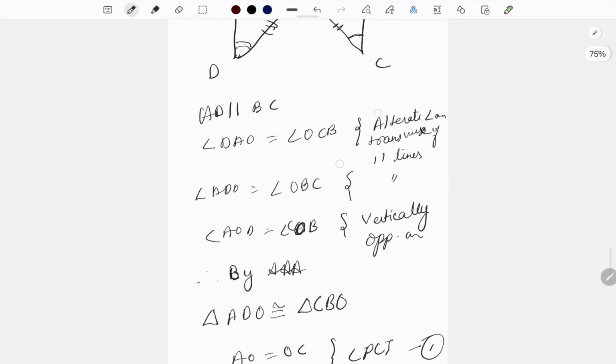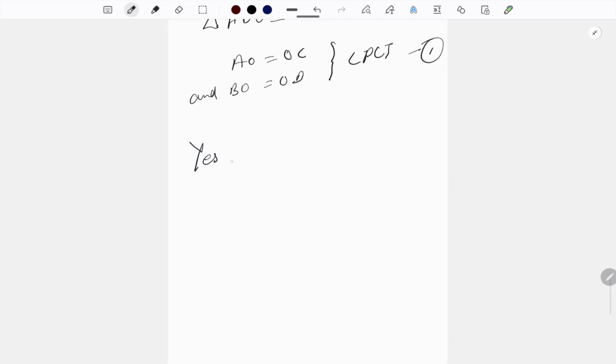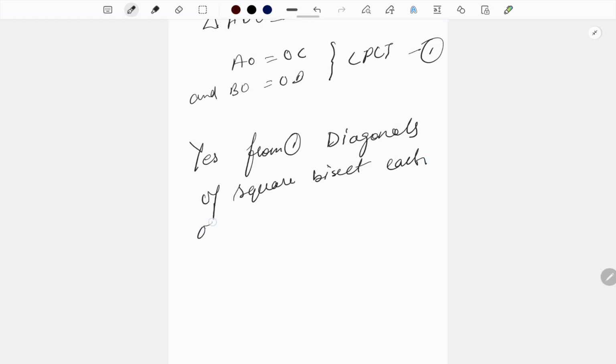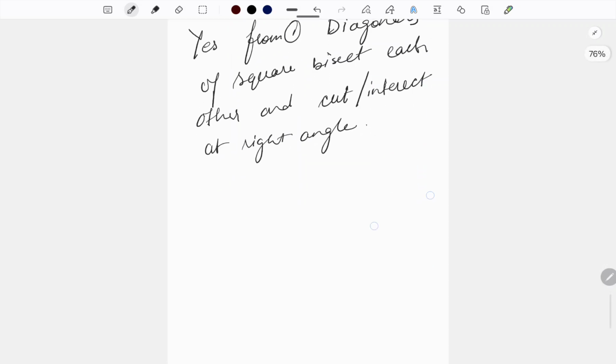Therefore, yes, from 1, diagonals of a square bisect each other, and intersect at right angles. So we are done with question number 2.